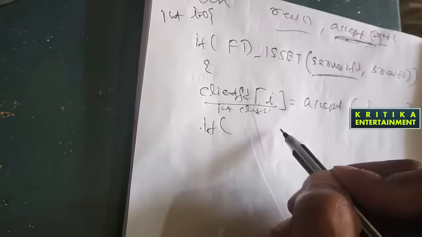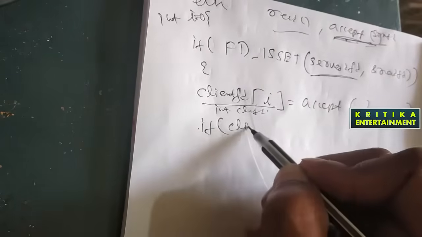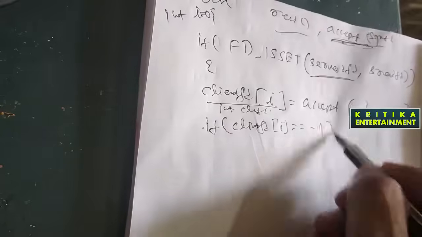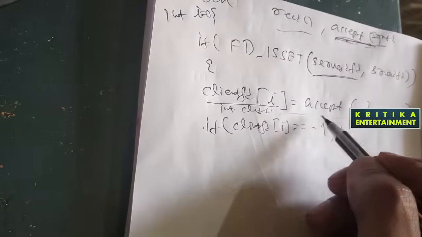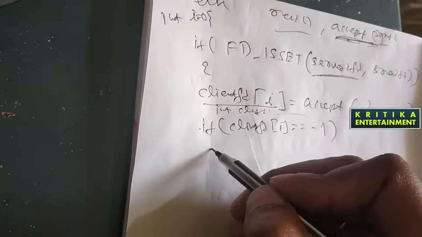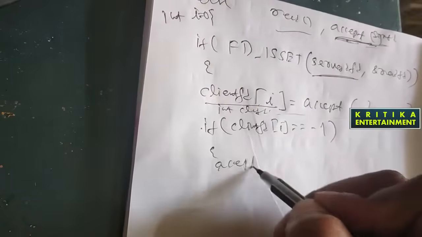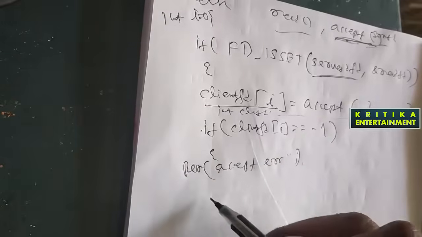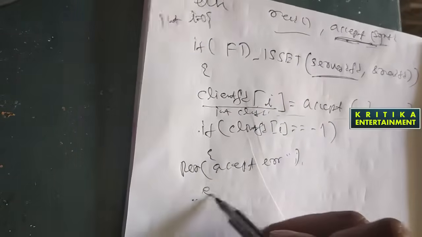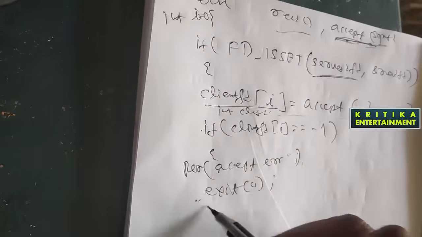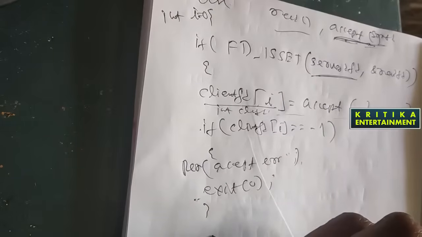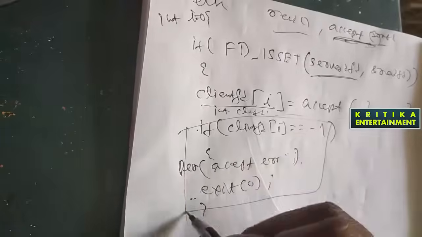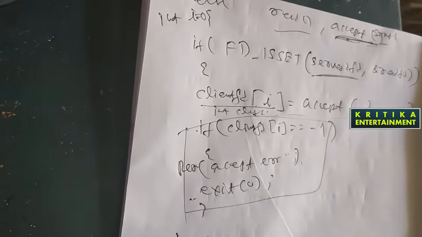Now, if client FD i equals -1, that means it is not able to read the data from the client. So here write accept error, and you can also perror accept error. You can also close this, then exit 0. That means your server will be closed. If this line is not executed, then you can write also printf.